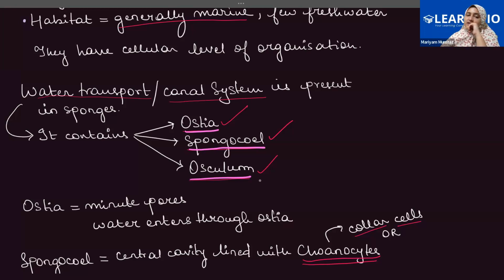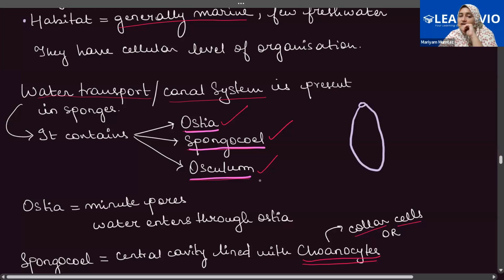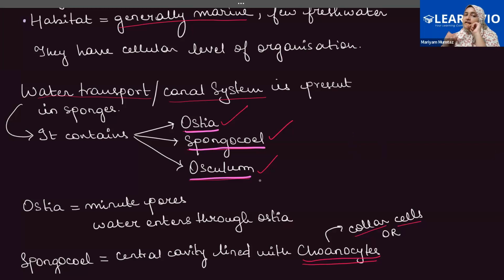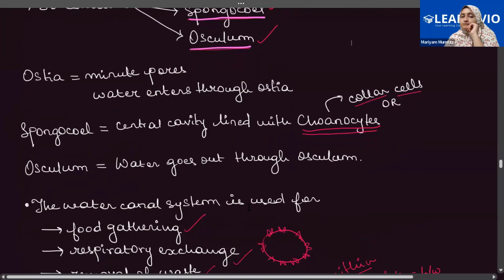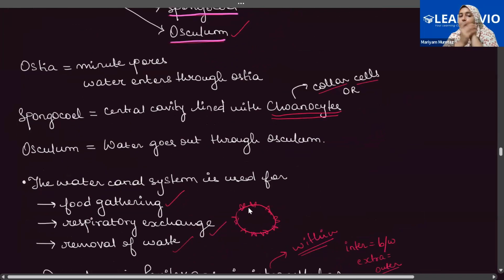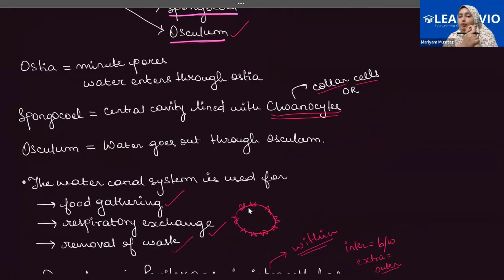Now, this canal system contains three things. It starts with the ostia. Ostia is a pore-like structure. Then it goes into the big cavity known as the spongocoel. Lastly, it ends with the osculum. So ostia, spongocoel and osculum are the parts present in the water canal system of sponges. The ostia are minute pores, and water enters into the body of the sponge with the help of these pores.